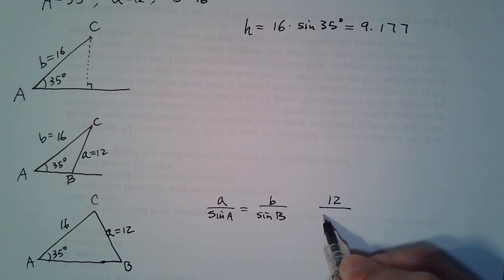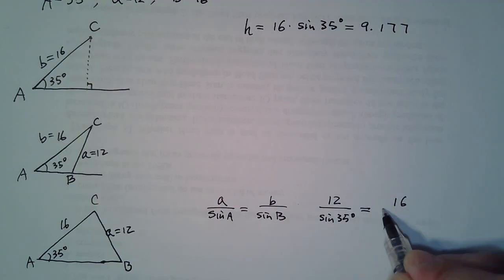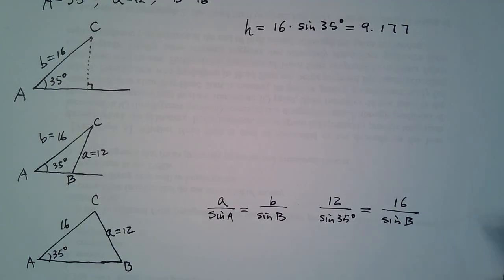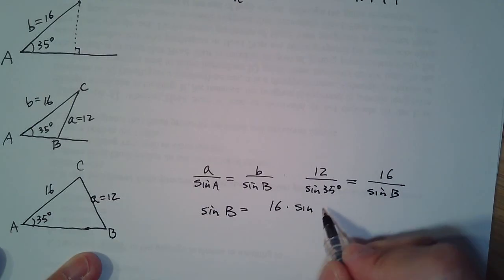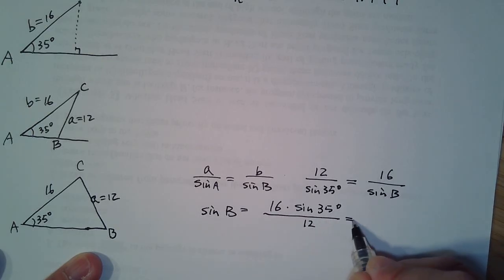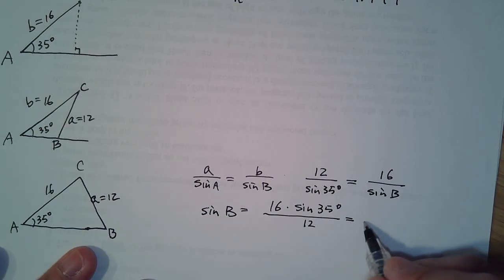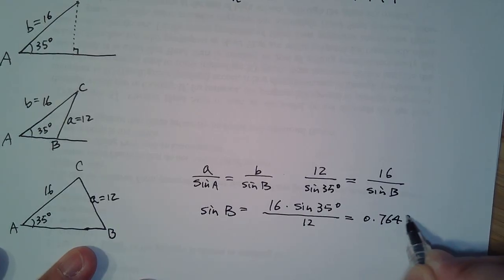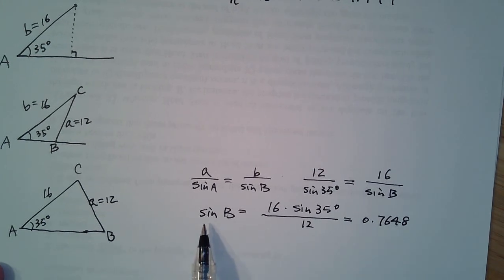Therefore, 12 over sine 35 degrees equals 16 over sine B. All right, now very similar. I cross multiply, then divide by 12. So my sine B equals 16 times sine 35 degrees divided by 12, which is 0.7648. Once you know sine B is this, you can use the calculator to take the inverse function.